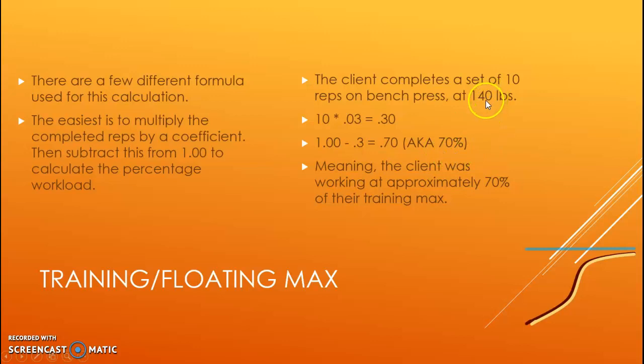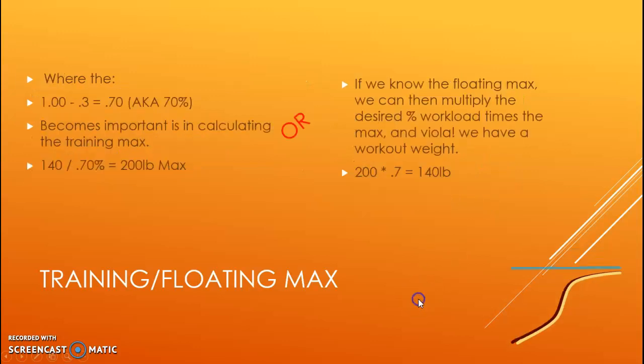So if a person is pushing around 140 pounds and they're getting number 10 and they can't get any more, what is their 1-rep max if you were to calculate it? Well, if you're working at 70%, their 1-rep max is 200 pounds because it's 140 divided by 0.7. So do the math again to calculate this out.